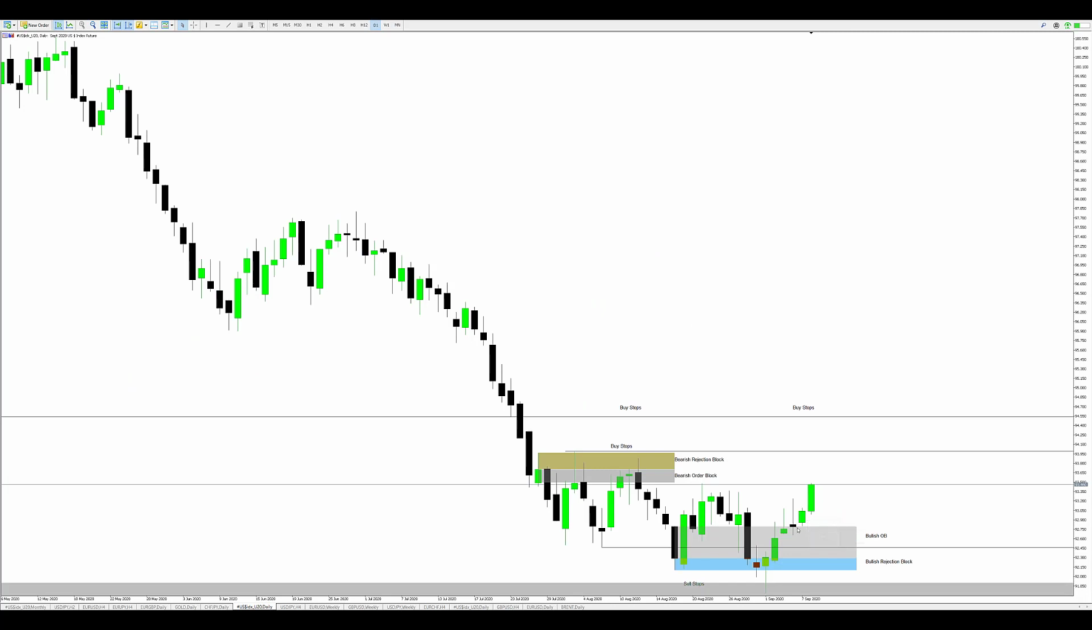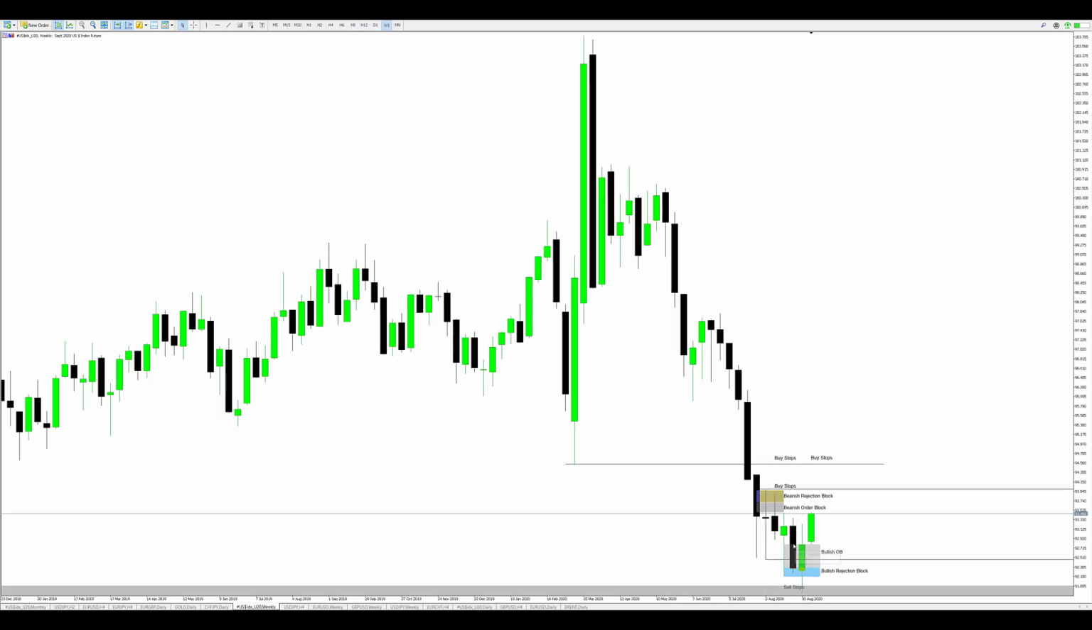Then we come to our daily. Now can you see this down candle here? This is crucial. This down candle, this down close candle, this is very interesting. Look where it closed. It closed on our weekly. It closed on our weekly bullish order block.